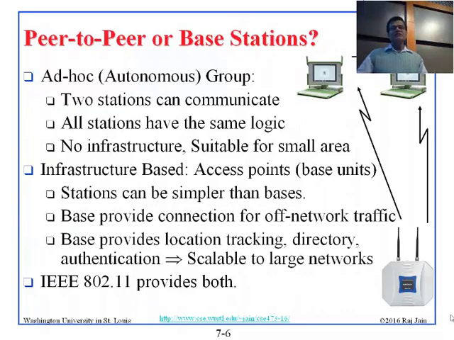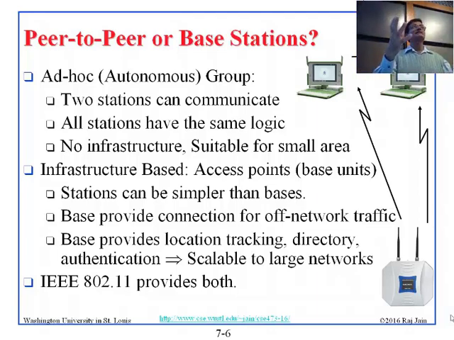Now, there are two ways to do it. If we have two computers, they want to talk to each other, they could just talk to each other. That is called peer-to-peer. Or we could put a base station, and they could talk to the base station, and that is called infrastructure-based. Both have their advantages and disadvantages. If there are only two stations, adding a third one is 50% overhead. Why have it? So for two stations, it's not necessary to have this station.